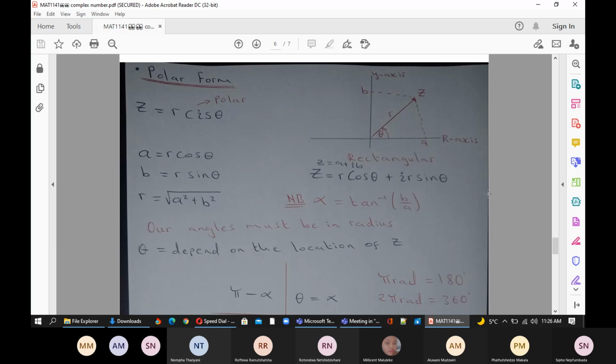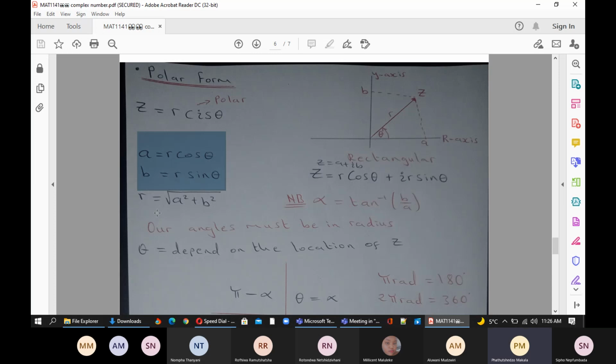For B, you will arrive here. You will find that your A is equals to R cos theta and your B is equals to R sin theta. But we know the value of R since we have studied. R is given by the theorem of Pythagoras, root of A squared plus B squared.